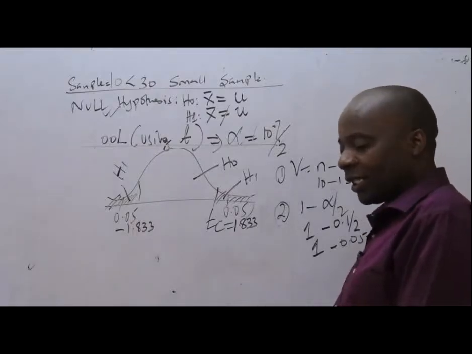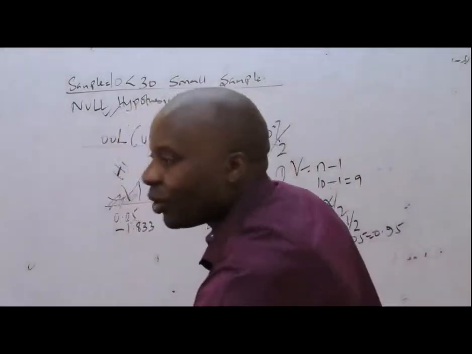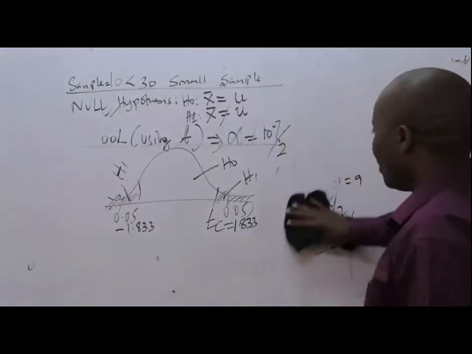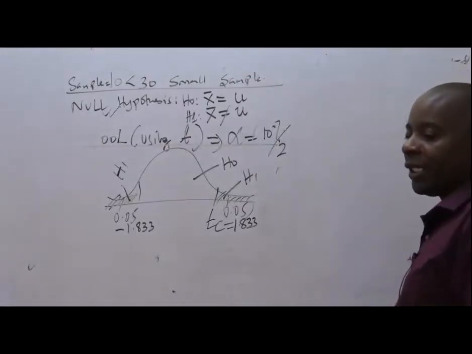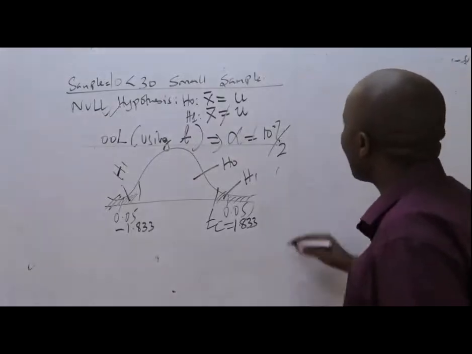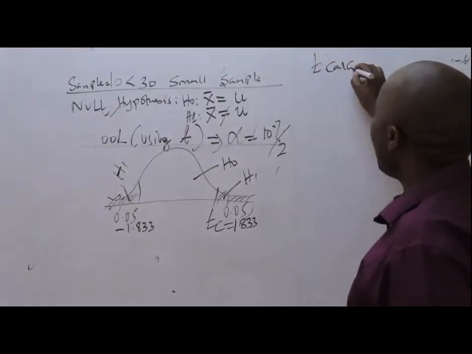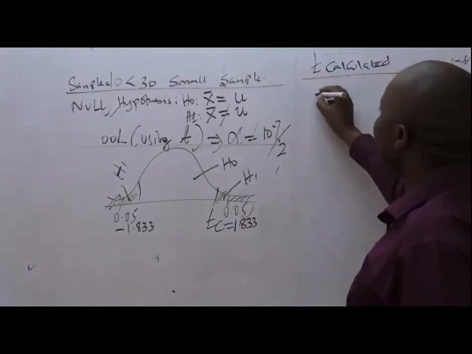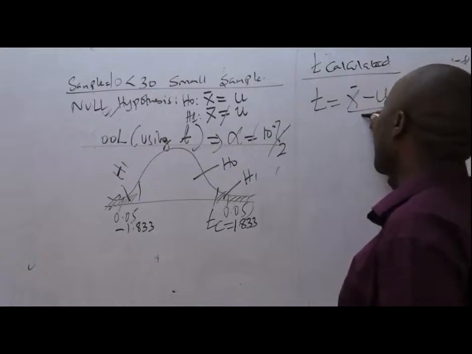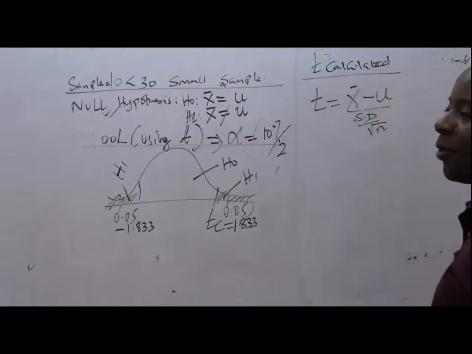Ladies and gentlemen, after that, what do we do? We've been able to put down the T critical. Now, from there, we go to the T calculated, the very interesting stuff, and it comes with so many marks. So T calculated will be equal to X bar minus mu, all over the standard error. The standard error is the standard deviation over root of n.